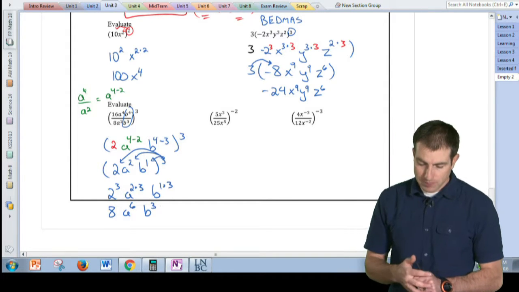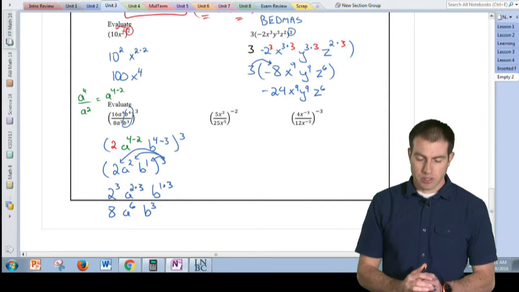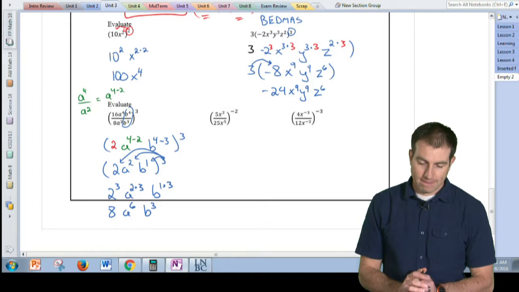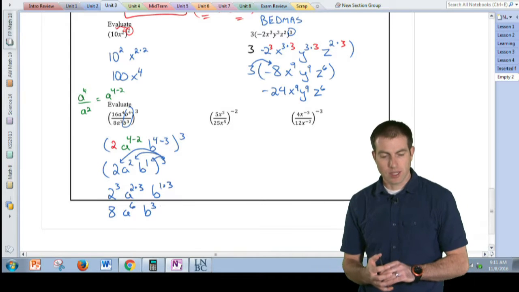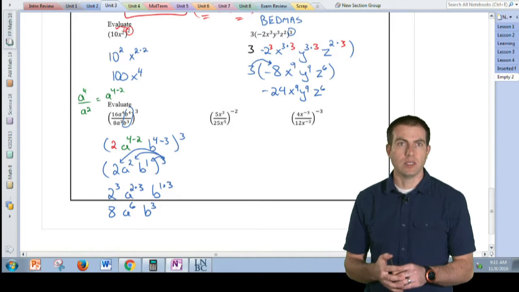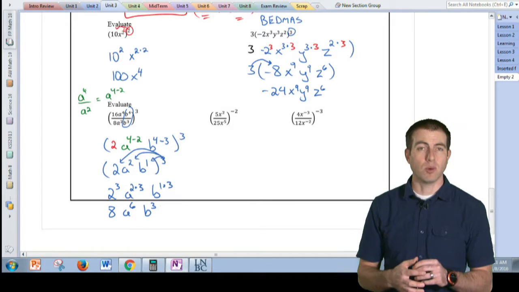The next one here, same thing. Now we have a negative exponent, so we need to deal with it in any way we want. We could deal with that negative exponent first. We could simplify inside the brackets first.